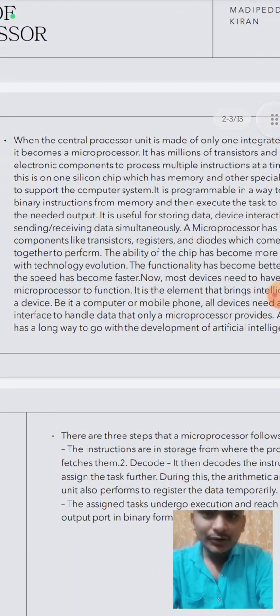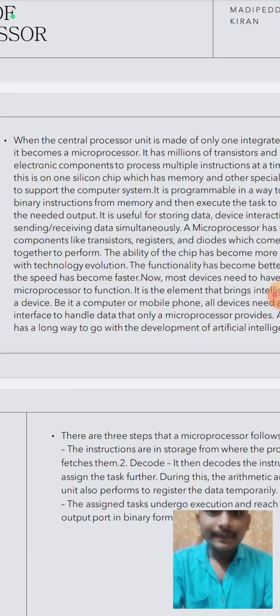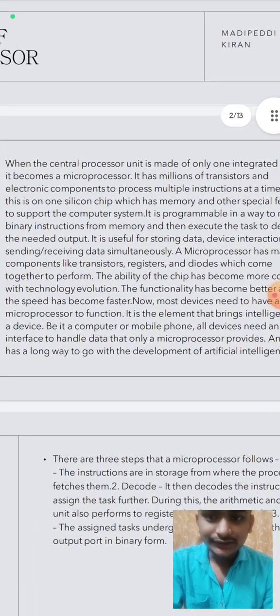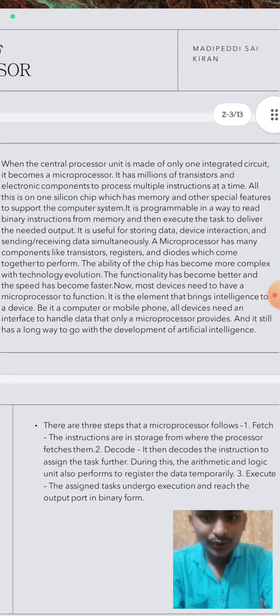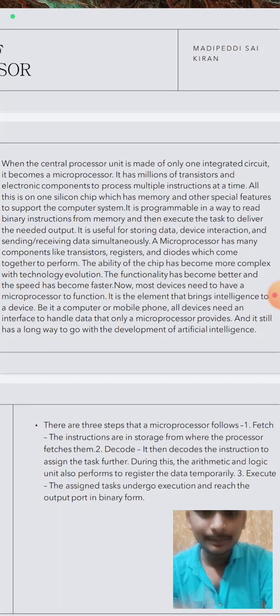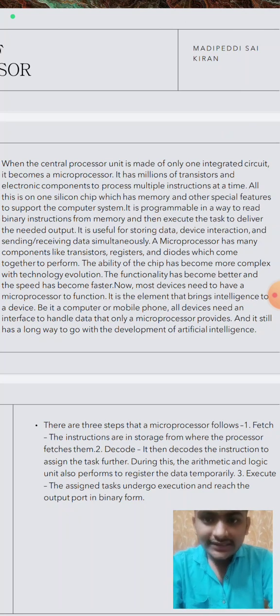When the central processor unit is made of only one integrated circuit, it becomes a microprocessor. It has millions of transistors and electronic components to process multiple instructions at a time. All these are on one silicon chip, which has memory and other special features to support the computer system.